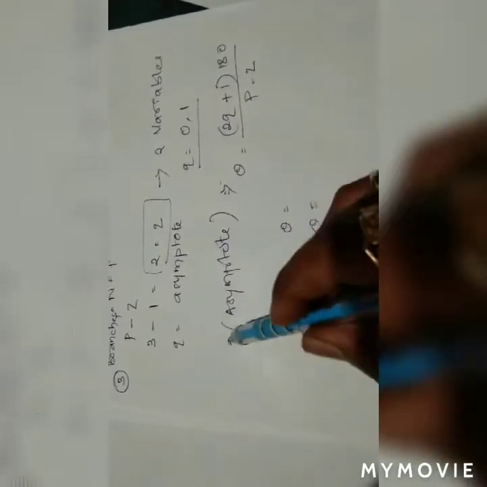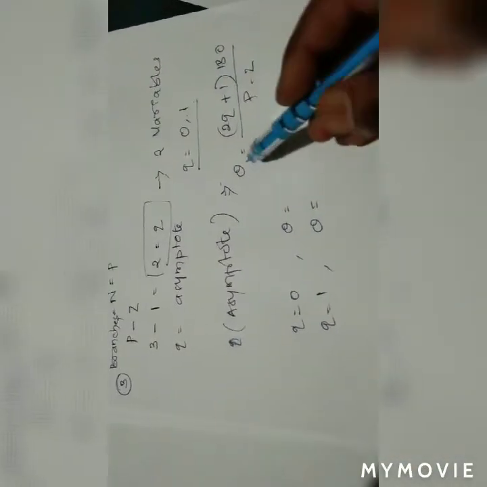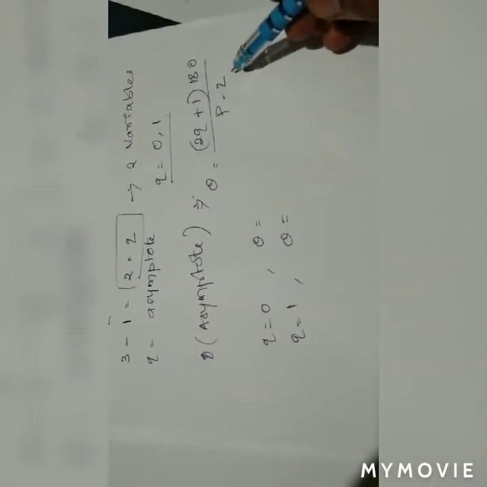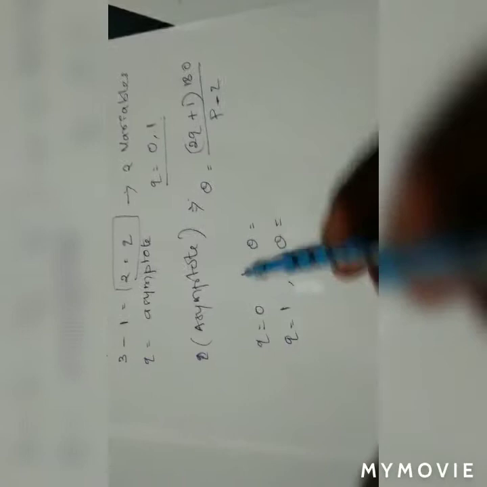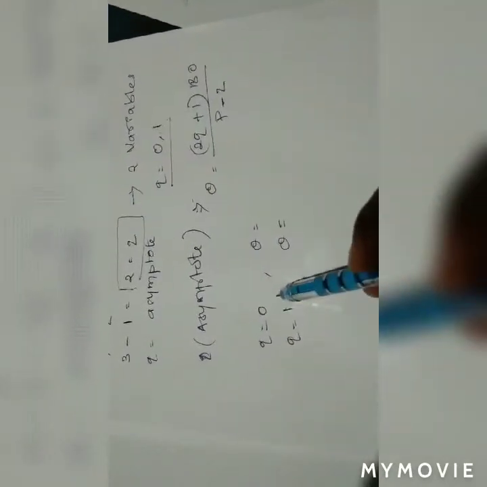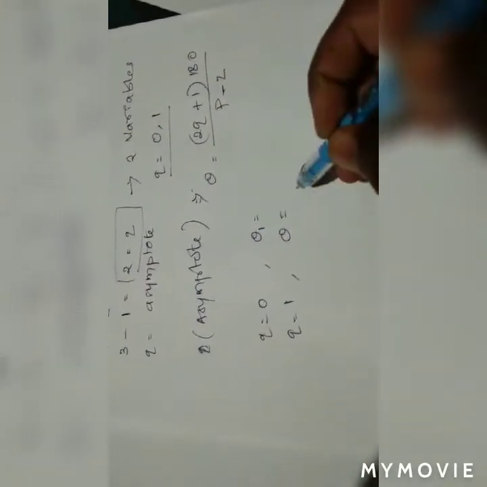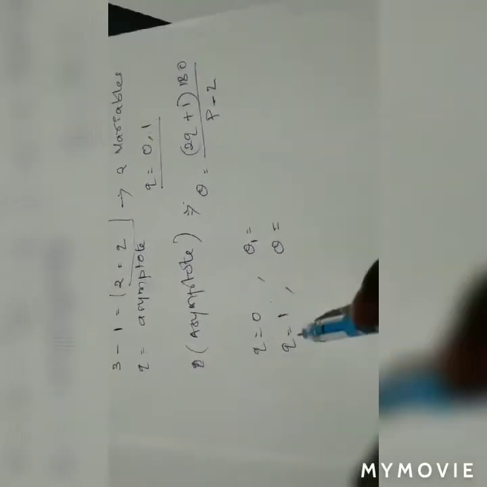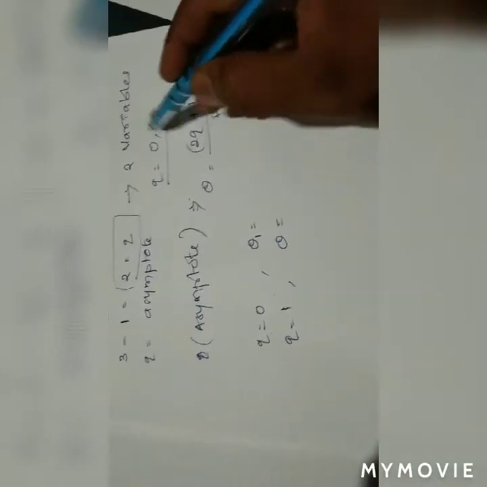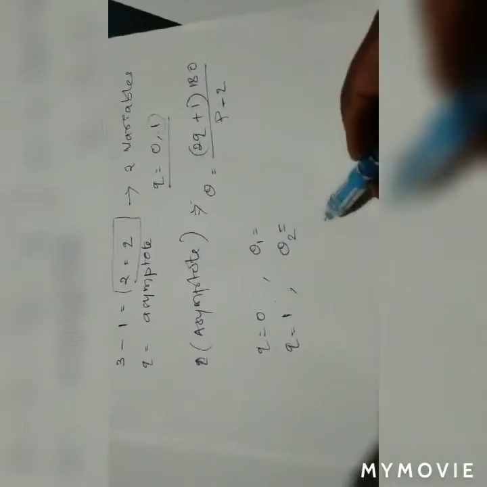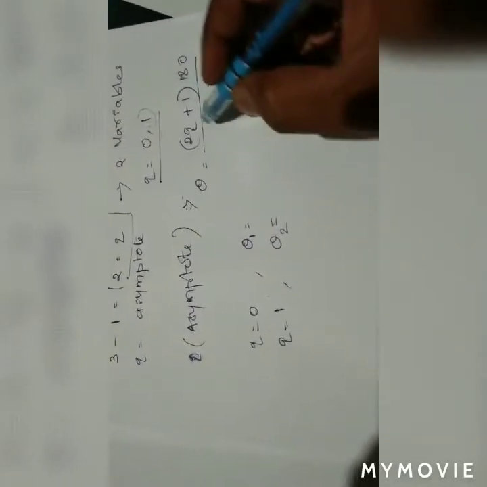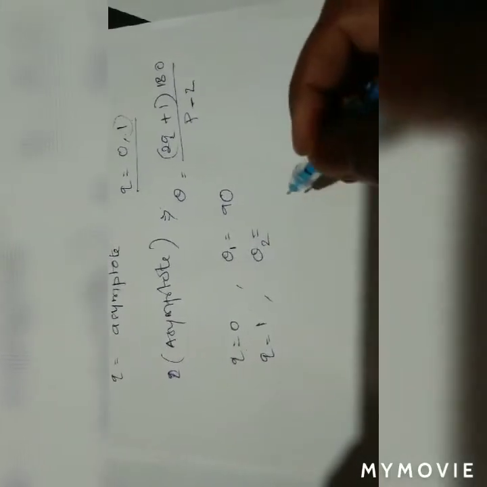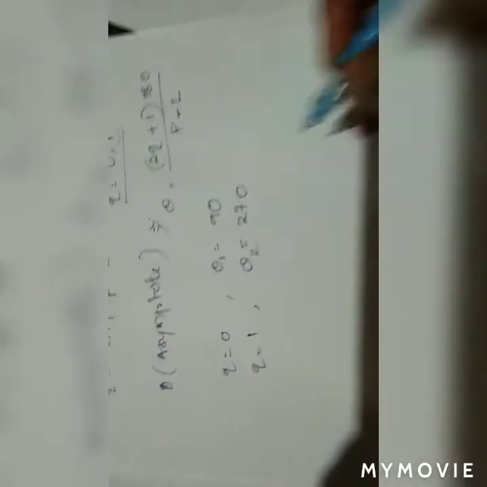So next step is asymptotes, that is theta. Its formula is (2Q + 1) times 180 divided by P minus Z. So Q is equal to 0 and 1. For Q = 0, what is the value of theta? That will be our theta 1. Then similarly Q = 1. If you put Q = 0, then you will get 90. Then Q = 1, you will get 270.